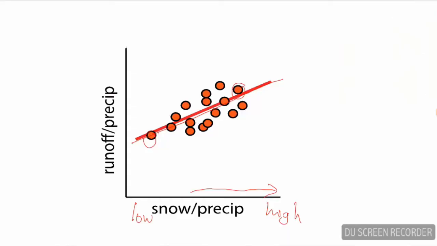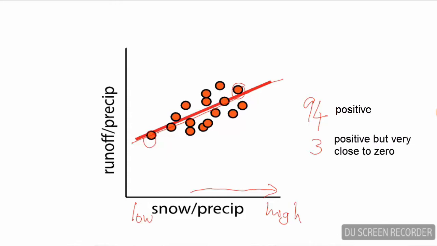If it had been negative, then comparing different years, it would be the other way around. What we found was that for 94 out of the 97 snowy catchments, the slope of this line was positive, and for the other 3, it was positive but very close to 0. So we couldn't be sure whether, for those 3, it was 0 or slightly positive. But none of them were negative at all. What that said was that the same thing going on in the previous picture when we compared between catchments was also going on when you compare between years.